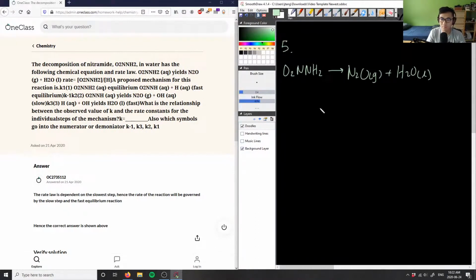So the rate, I'm going to write as R is equal to, again, O2NNH2 divided by H here. I don't know if it's cut off or something, but because there's no hydrogen gas, no H here. Maybe they meant H2O. I'm not sure what they're writing this by, but I guess I'll just write that down first.